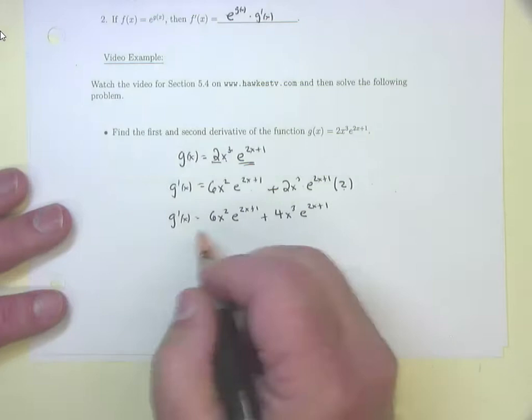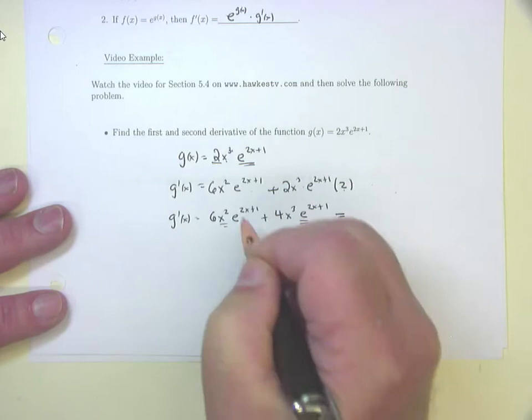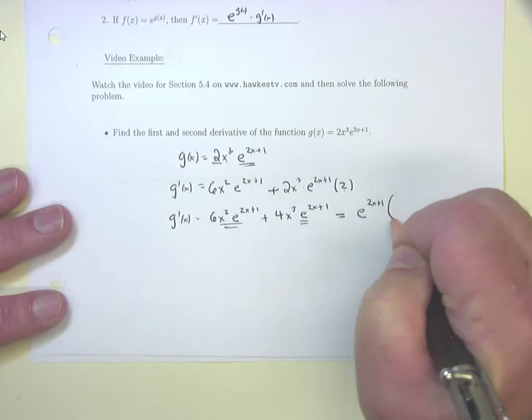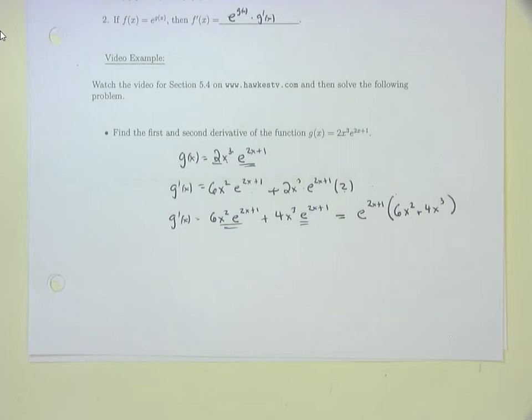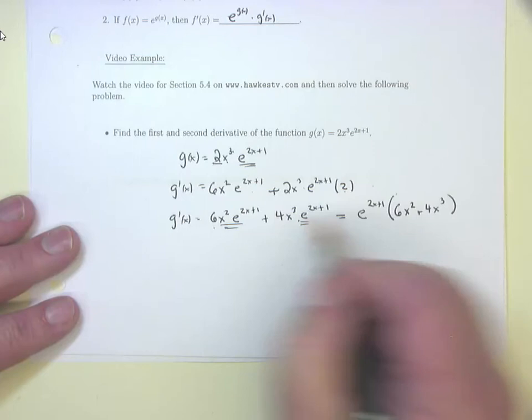Now, if you want to, you can factor out that e thing here. Because they do have this in common, you can factor out some more stuff, but I'm just going to factor out the e to the 2x plus 1 part, and that's going to leave me with 6x squared plus 4x cubed. The reason I did that is because they asked me to take a second derivative. So here's your answer for the first one, and you can type in this one into Hawks or this one. It won't matter, but there's a part b to this thing.